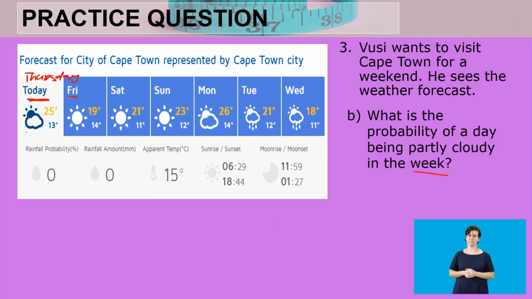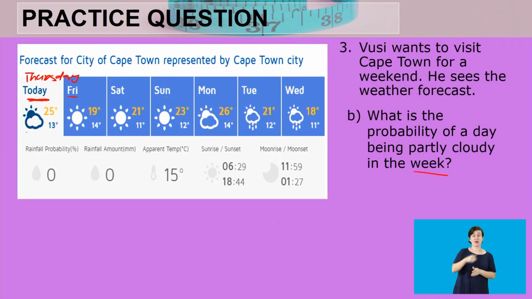Now, because we are not given any specific information on when Vusi will be leaving for this trip to Cape Town, chances are Vusi might leave today, which is a Thursday, and wants to know what the weather is on this particular Thursday, so that he can start his weekend on a Friday, up until Sunday. Or Vusi might decide to leave on a Friday and spend the entire weekend and come back on a Monday. So because that information is not given, we must include today, which is a Thursday, because the next day is a Friday. So the day before Friday is a Thursday. We cannot skip Thursday, so it's definitely Thursday.